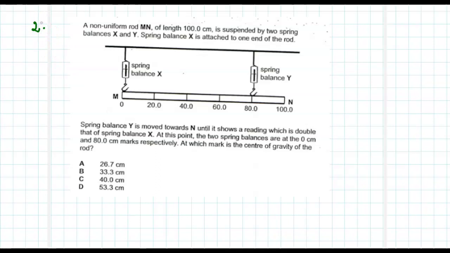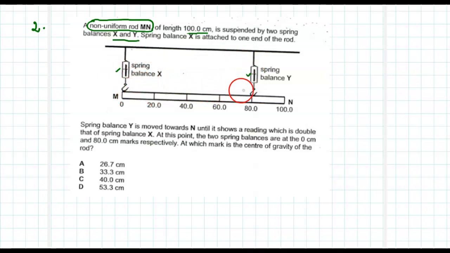Second question. Here, a non-uniform rod MN. This is the rod and it is non-uniform. What is non-uniform? We cannot decide the exact point of the center of gravity. The length of the rod is 100 centimeter and it is suspended by two spring balances X and Y. Here is X and here is Y. It is being supported or suspended.